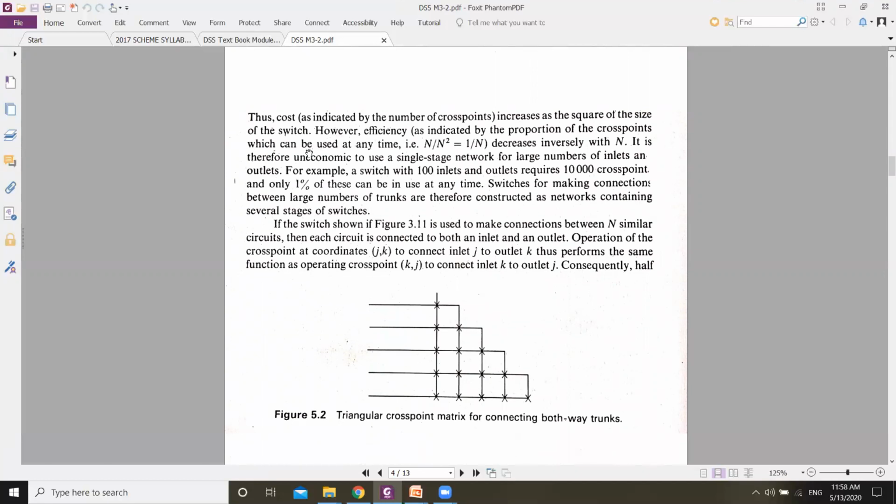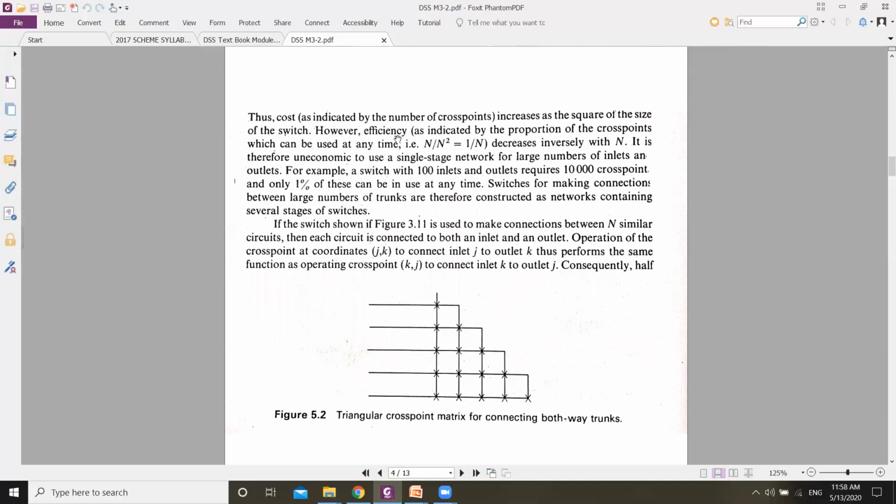Let us say, for example, you have a 1000 by 1000 cross point system, inlets and outlets. Let us say you want to add 100 more. Then what happens? 100 inlets and 100 outlets have to be added, so 100 more cross points have to be added. That is what he is trying to say. The cost is going to increase considerably.